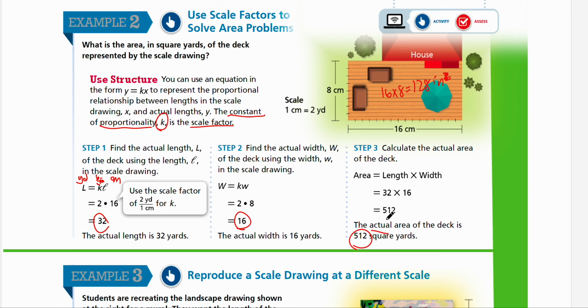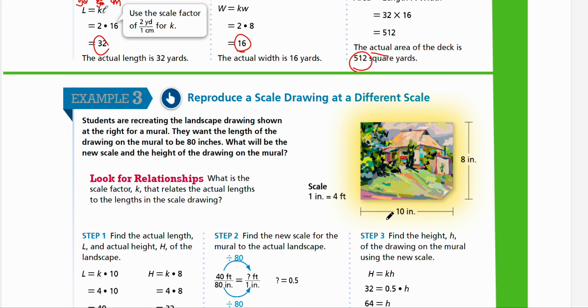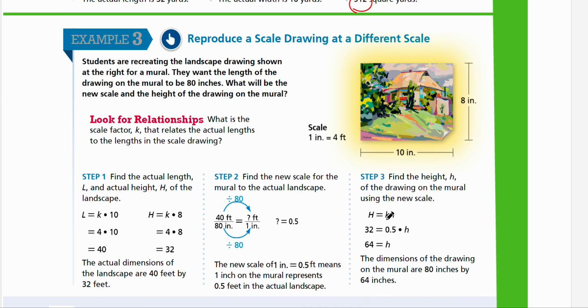Okay, let's look at example 3. Reproduce a scale drawing at a different scale. We have students reproducing the landscape drawing shown at the right for a mural. They want the length of the drawing on the mural to be 80 inches. What would be the new scale and the height of the drawing on the mural? This is the painting, and we want to paint it as a mural. So this is the smaller version, right? And then the actual dimensions would be the dimensions of the mural.